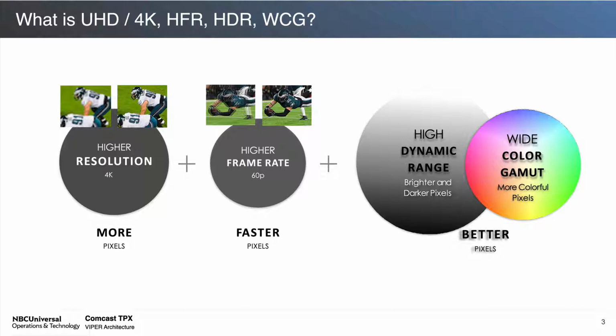And then lastly, they're better pixels. These pixels can have a better dynamic range, which basically means you have brighter and darker pixels. And it could also increase your color gamut to have more colorful pixels.